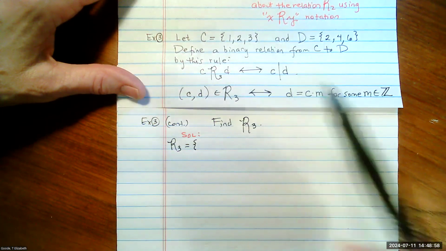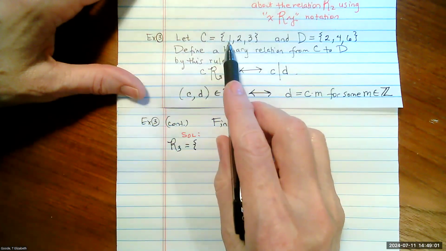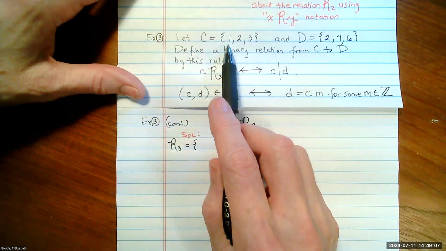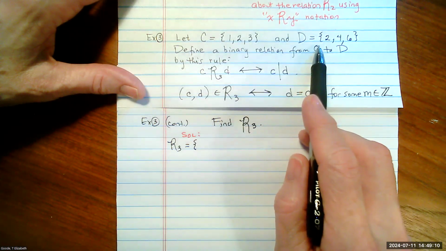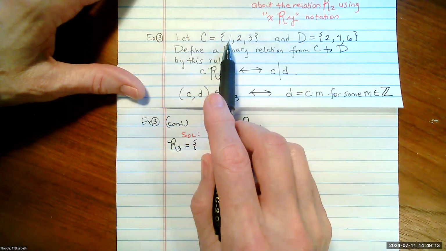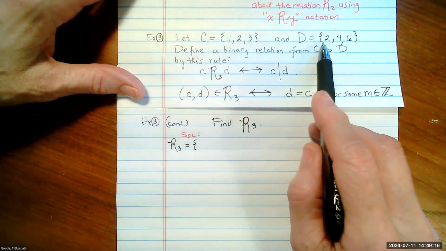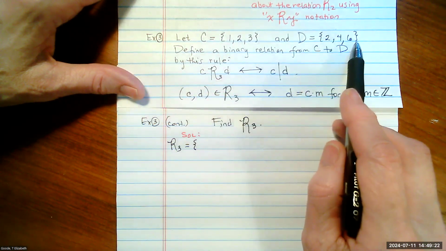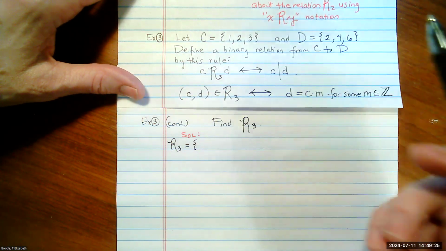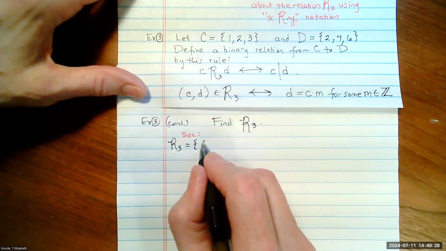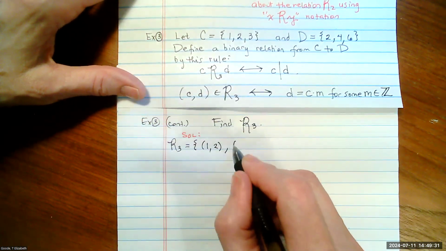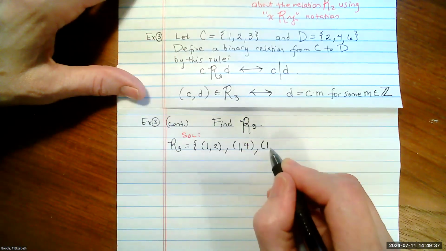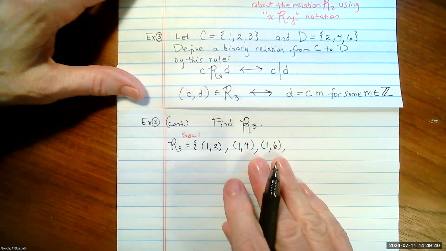So let's take a look. We want to pick a first coordinate and a second coordinate in such a way that the first coordinate divides into the second coordinate. So let's start with the first coordinate 1 from set C. Are there any elements of set D where we can say 1 divides the element from D? Sure. 1 divides into every integer. So (1, 2) is in R3. 1 divides 4. So we'll put (1, 4) in R3. And 1 divides into 6. So those are 3 of the elements in R3.